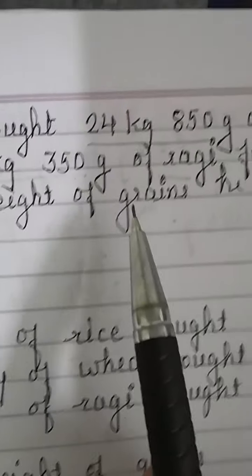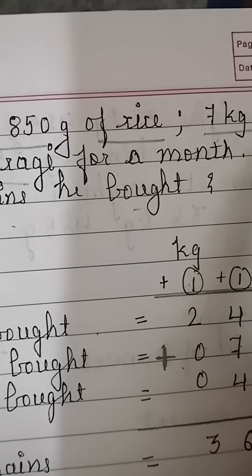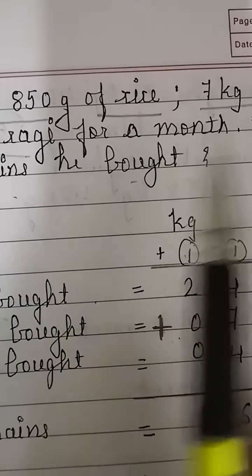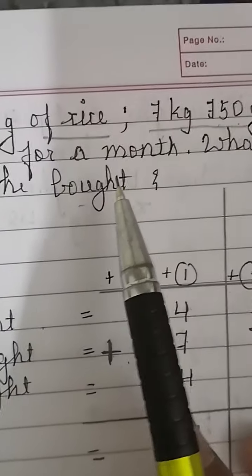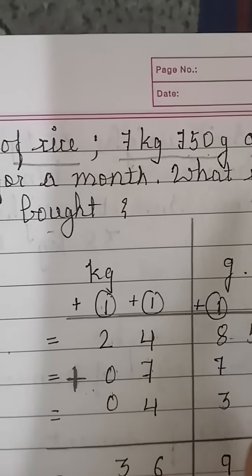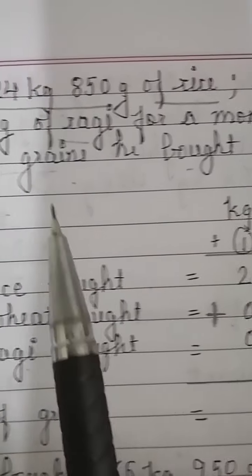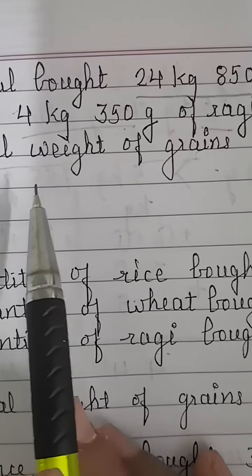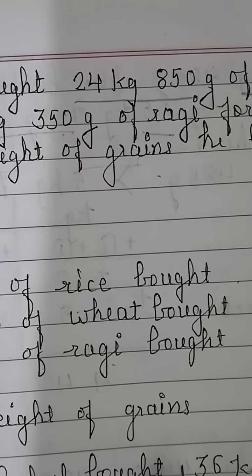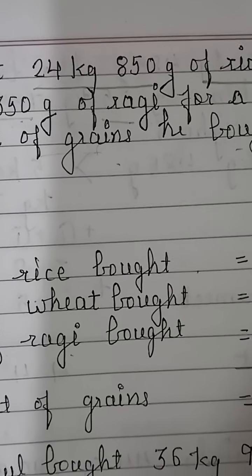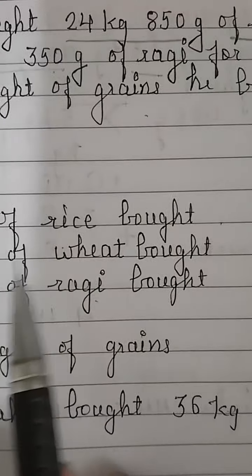The next sum. Rahul bought 24 kg 850 gram of rice, then 7 kg 750 gram of wheat, and 4 kg 350 gram of ragi for a month. What is the total weight of grains he bought? Children, again we have been asked to find out the total weight of the grains. So total weight, how can we find out? Yes, by adding all the weights of the respective things bought by Rahul.